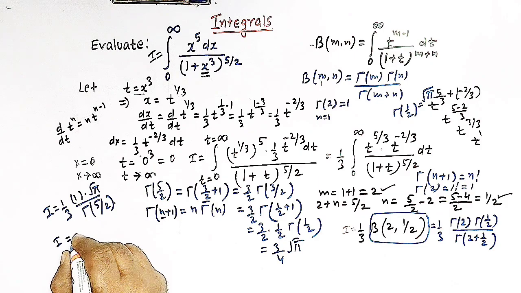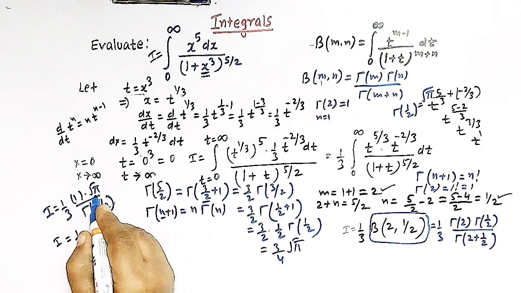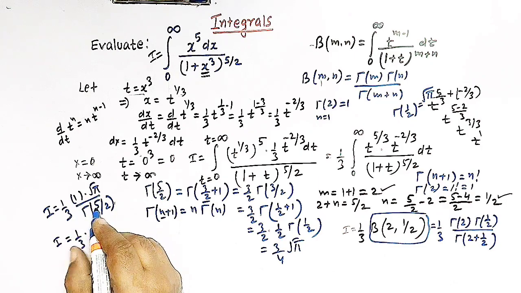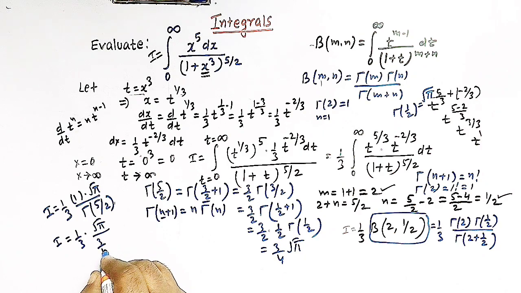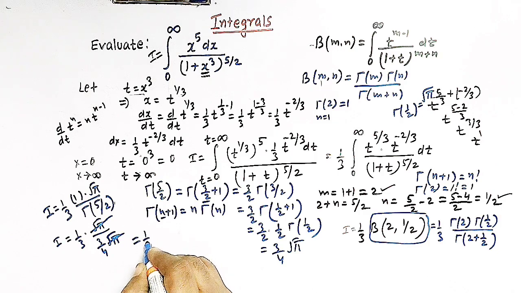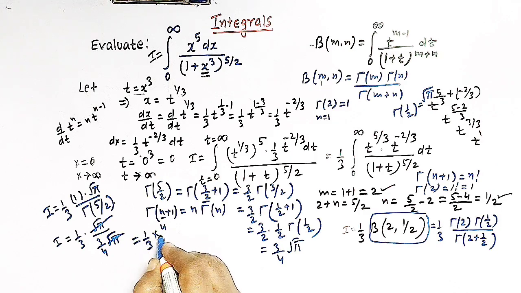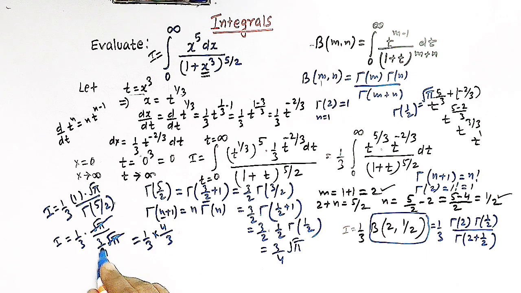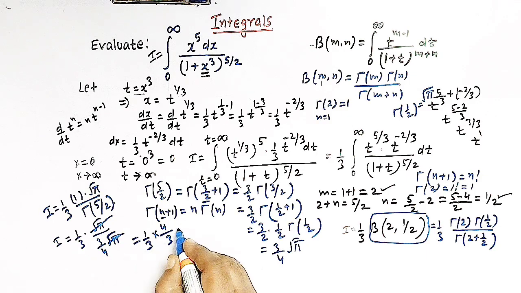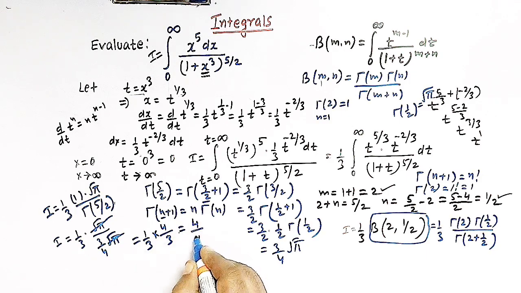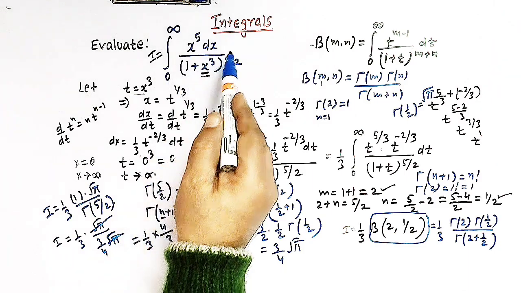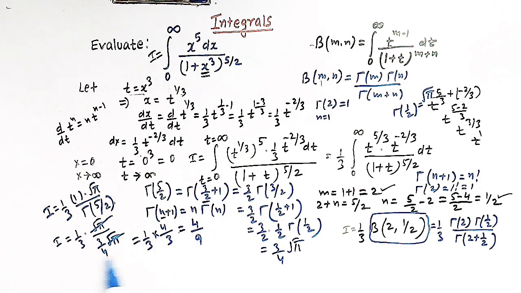now write the value of I as 1 over 3. This is root pi, and here we have 3 by 4 times square root of pi. So these two terms get cancelled, and we have 1 over 3 times 4 over 3. So we'll take the reciprocal of 3 by 4. So here we have 4 over 9. So viewers, the value of this integral is equal to 4 divided by 9.